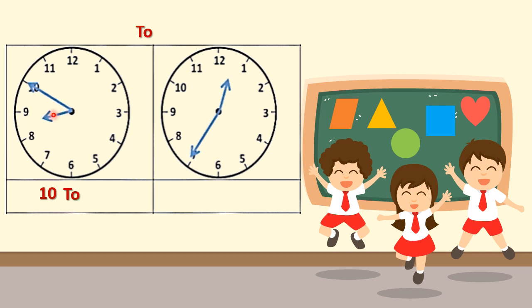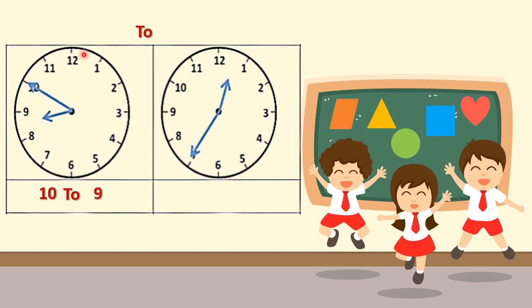What about the hour hand? The hour hand tells us what? It's between 8 and 9. But I will go to the big number. When you see to, go to the big number. So I will go to 9.